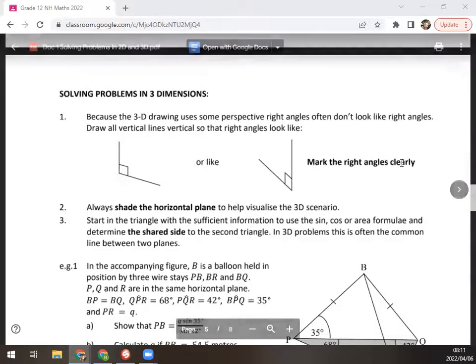So I would like you to please highlight that bit in bold. Mark the right angles clearly. That is very important. We're not going to do that for you. You are going to have to do that. Okay, so please highlight that bold bit there on the side.